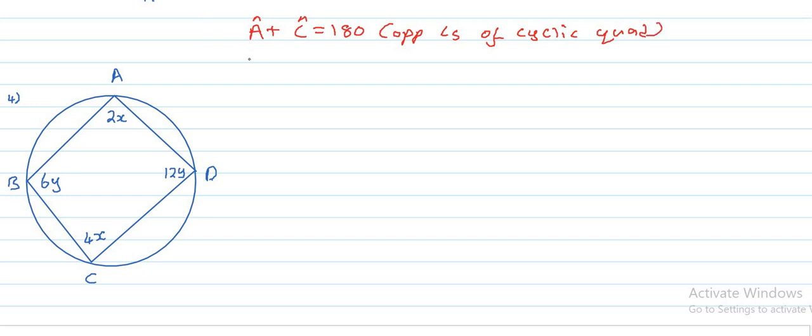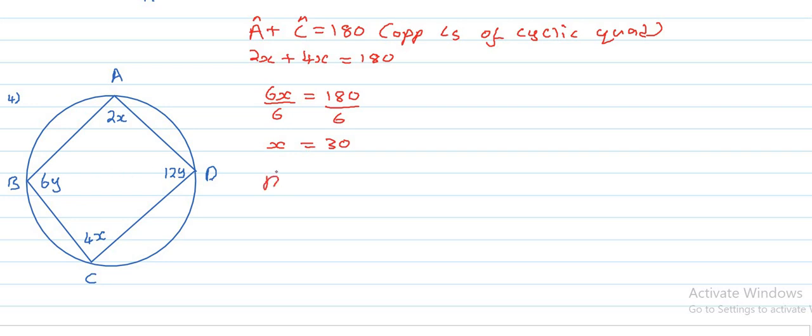Angle A is 2x plus angle C is 4x equals 180. 2x plus 4x, 6x equals 180. Divide both sides by 6. x will be equal to 180 divided by 6, which is 30 degrees. The same applies when you need the value of y.